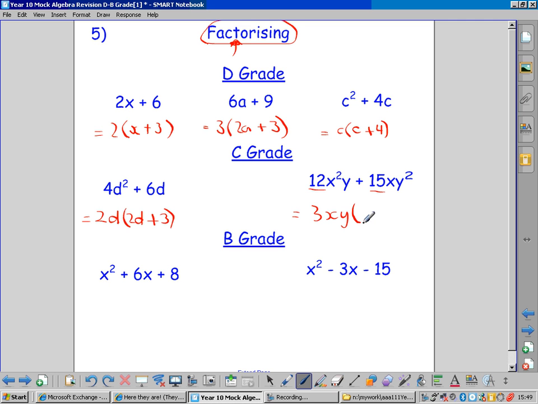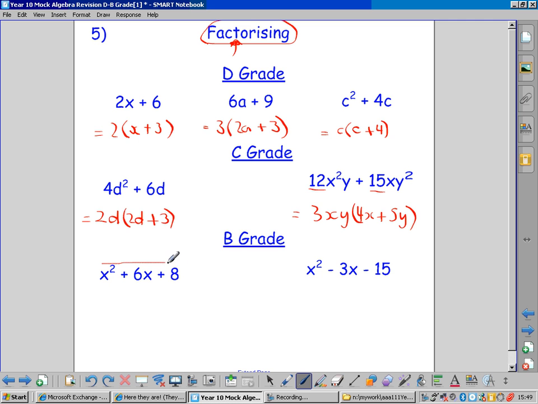We open our brackets. 3 times what is 12? 4. X times what is x squared? X. Y times 1 is y, so we don't need to write 1, so that's done. 3 times 5 is 15. X times 1 is x, so we don't need to write 1. Y times y is y squared.